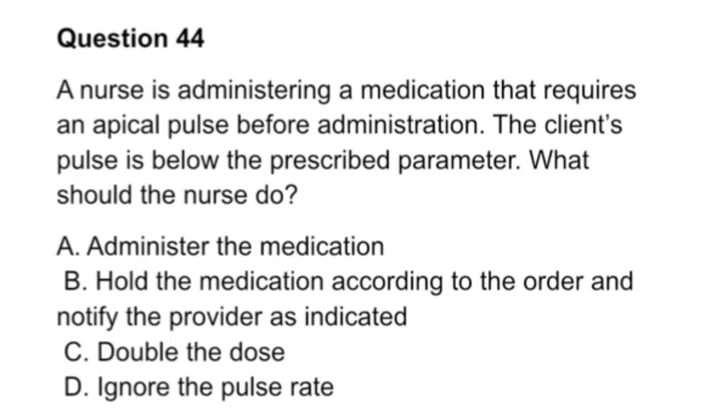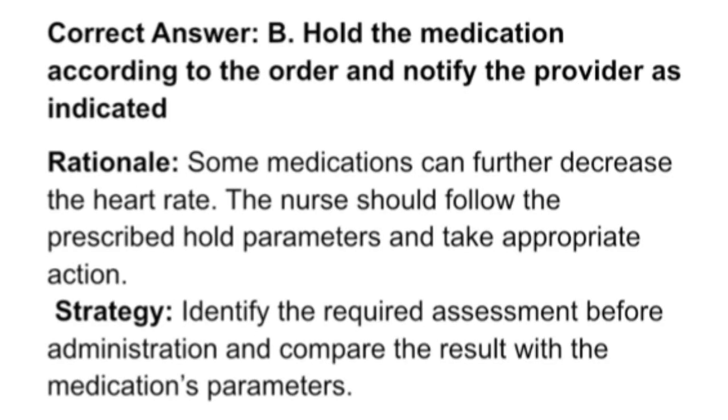Question 44. A nurse is administering a medication that requires an apical pulse before administration. The client's pulse is below the prescribed parameter. What should the nurse do? A. Administer the medication. B. Hold the medication according to the order and notify the provider as indicated. C. Double the dose. D. Ignore the pulse rate.